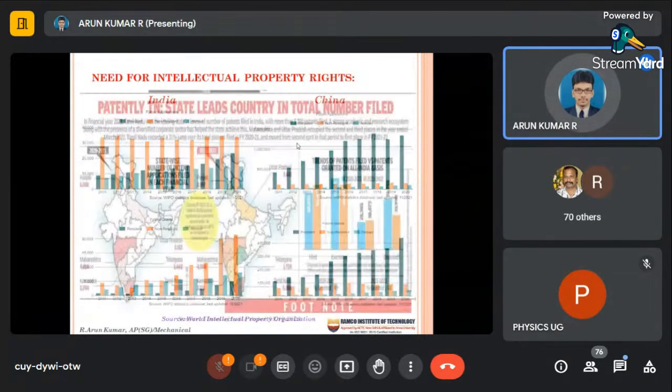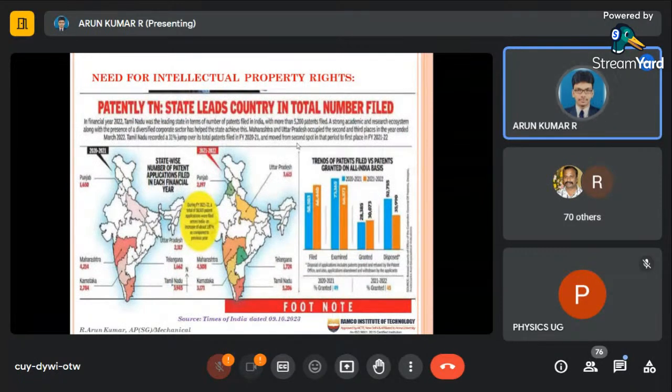Now I'll show you a newspaper clipping which I came across today, taken from the Times of India newspaper. Here you can see the patent filing status of our country. Now you can see this graph, which is indicated in blue and orange color. And one positive is that in the year 2020-21, the number of applications filed was 58,503, whereas in the year 21-22, it rose to 66,440.